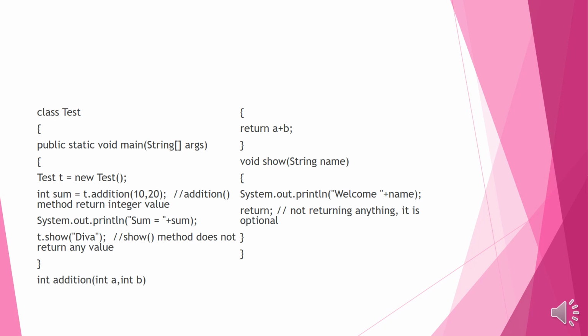This one doesn't return anything, so it has the keyword void here. There is no calculation, nothing is carried out. It just displays it. So here you can see why the return statement is used. It is just used to transfer the control to the main function. If there is a function call, we'll use the return statement for that. So the output would be: the sum is equal to 30 and then welcome diva. These are the outputs for calling two different methods.